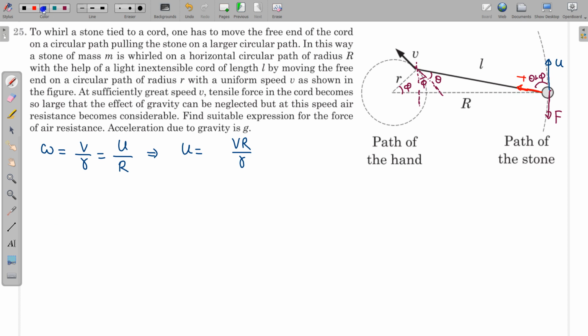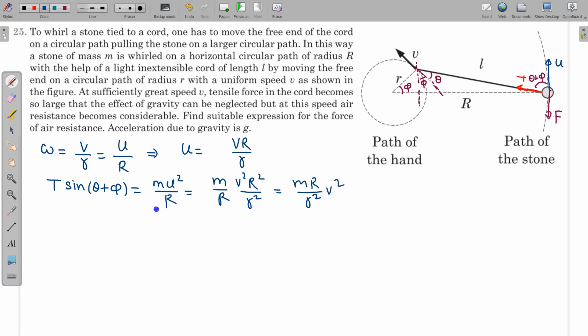So let us write the Newton's laws equations. It is T sin of theta plus phi, which is towards the center, equal to m u square by r. This is providing the necessary centripetal force for this motion, and you can replace u using this equation. So this is m by r times v square R square by r square. One r will be cancelled, so it is m R by r square into v square.